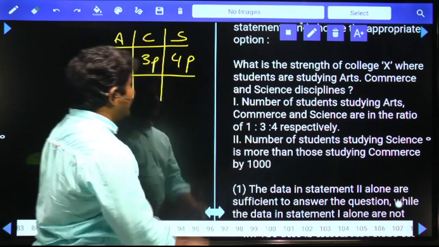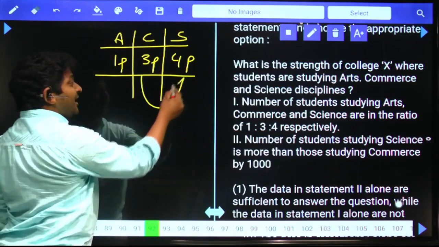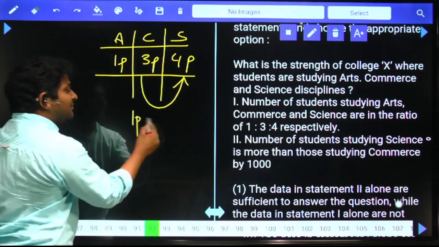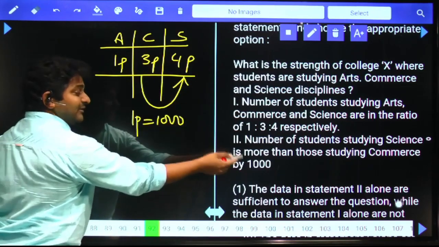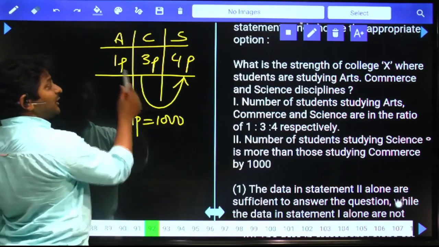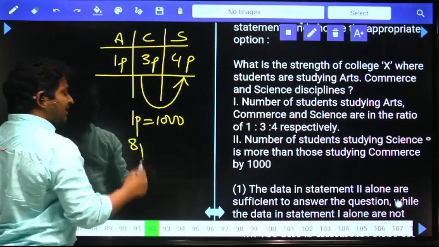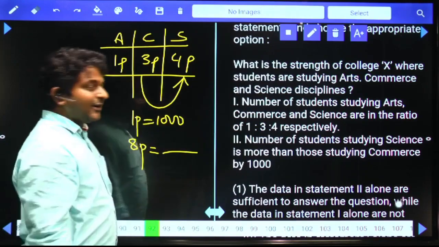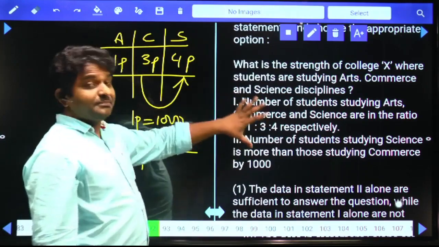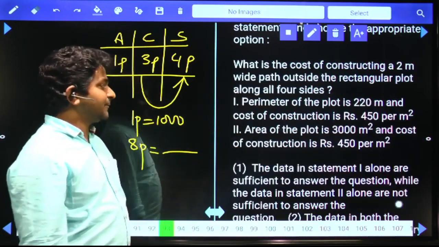But now, in the science group we have 1 part more than the commerce group, and that is equal to 1,000, which is there in the second statement. The total number of students is equal to 8 parts, which can definitely be calculated. Hence, both the statements are required to answer the question.